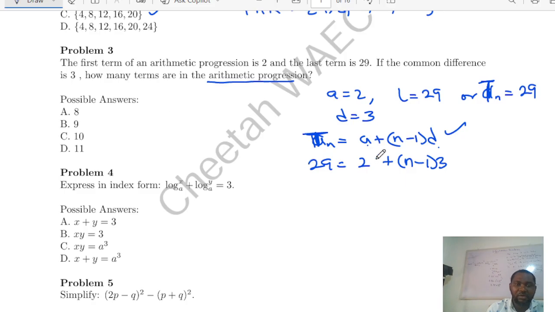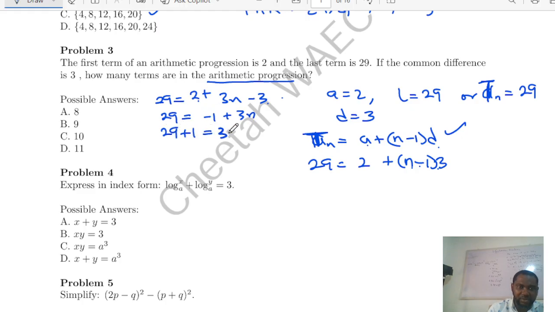So continue solving. This is going to be 29 is equal to 2 plus, if I open this bracket, 3 times n is 3n, and 3 times minus 1 is minus 3. So that means 29 is equal to, here you have 2 minus 3, which is minus 1, plus 3n. If minus 1 crosses the equal sign, you're going to have 29 plus 1 is equal to 3n. 29 plus 1 is 30, so 30 equals 3n.